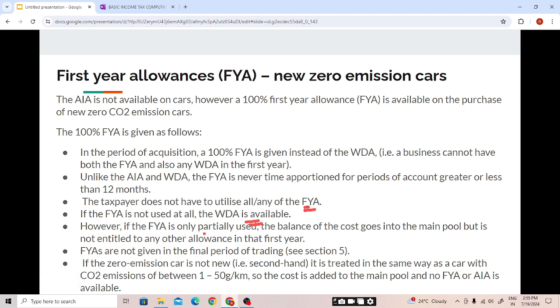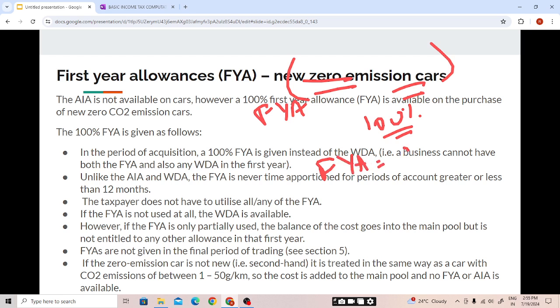However, if the FIA is only partially used, the balance of the cost goes into the main pool but is not entitled to any other allowance in that first year. So students, as we have seen here, the FIA will be available for new zero CO2 emission cars, new cars. So whole amount means no issues. If we are only claiming the FIA at 80%, but HMRC is providing 100%, we are only claiming 80%, and then we calculate WDA.